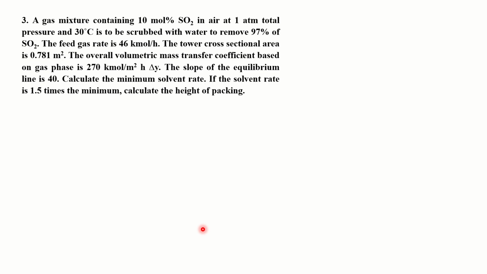A gas mixture containing 10 mole percentage of sulfur dioxide in air at 1 atmosphere total pressure and 30 degrees Celsius is to be scrubbed with water to remove 97 percentage of sulfur dioxide. The feed gas rate is 46 kilomole per hour. The total cross-sectional area is 0.781 meter square. The overall volumetric mass transfer coefficient based on gas phase is 270 kilomole per meter cube per delta Y. The slope of the equilibrium line is 40. Calculate the minimum solvent rate. If the solvent rate is 1.5 times the minimum, calculate the height of packing.